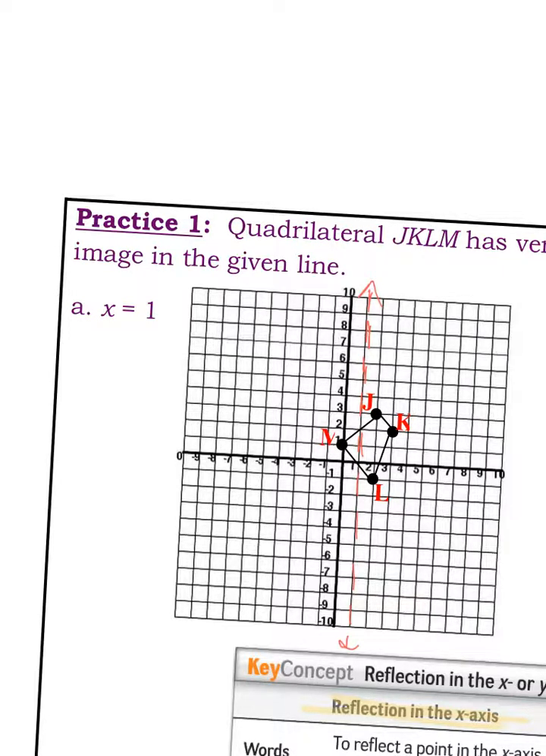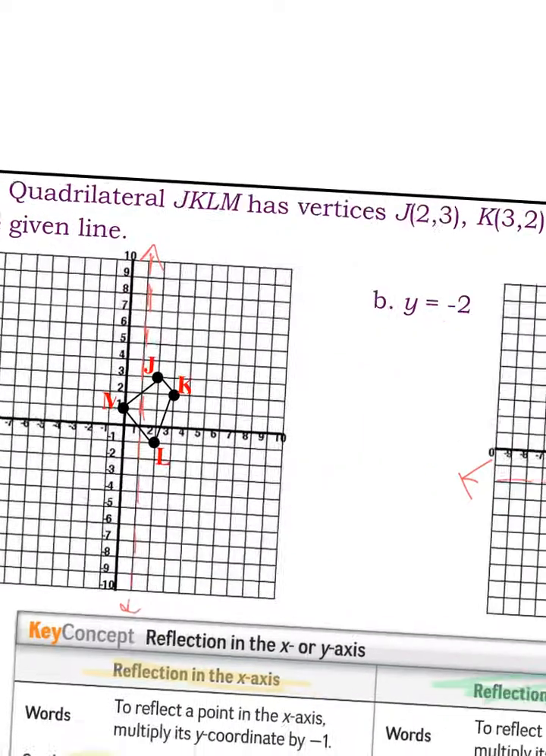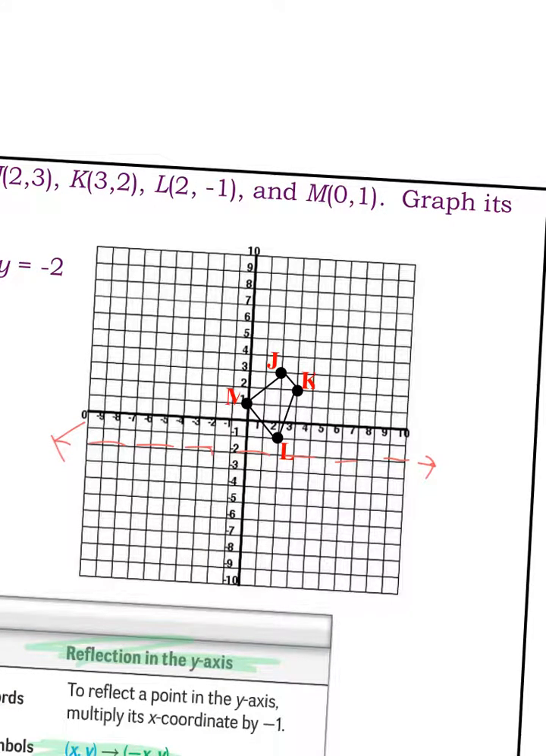The most common mistake I see is that when people see a line x equals 1, they go to 1 on the y-axis and they draw a line. No, it's going to be a line going straight up and down because it's going to pass through 1 on the x-axis. Jumping ahead, this one y equals -2. See, that's a flat horizontal line going through -2 on the y-axis.